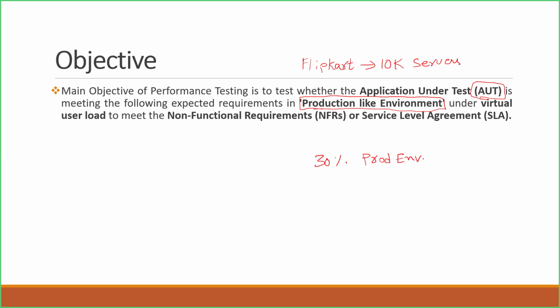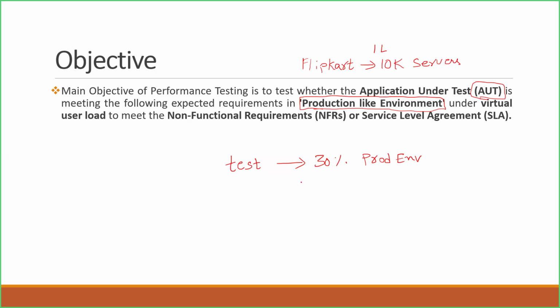Whatever your testing environment or staging environment is, especially the test environment, generally it will be 30% of your production environment. For example, if 10K servers are there in production, then 30% of that will be there in the test environment. If some 1 lakh users are accessing this application in production, then we consider 30% of those users and test with that user load in the test environment.